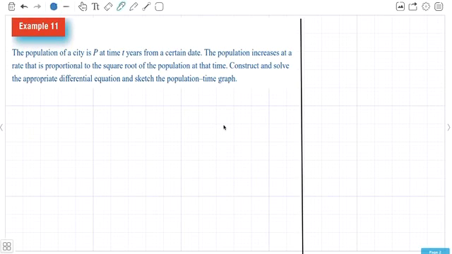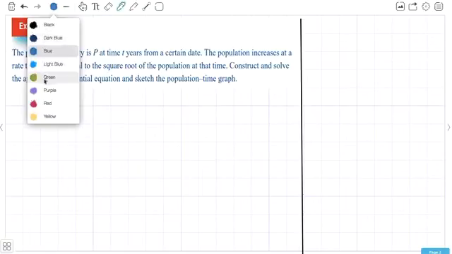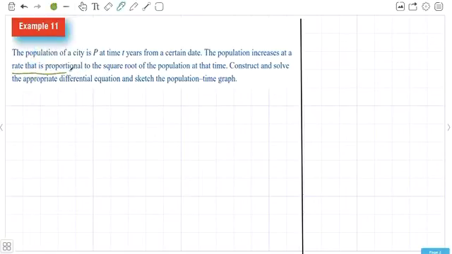So here we're looking at the population of a city is P at time t years from a certain date. The population increases at a rate that is proportional to the square root of the population at that time. Construct and solve the appropriate differential equation and sketch a population time graph. So there's actually two things we have to do here. We have to construct a differential equation and we have to sketch.